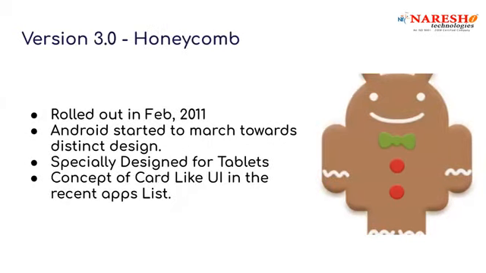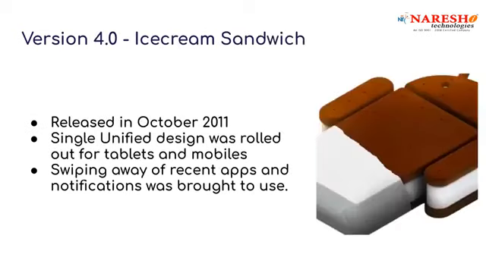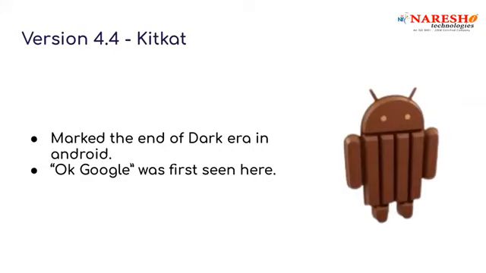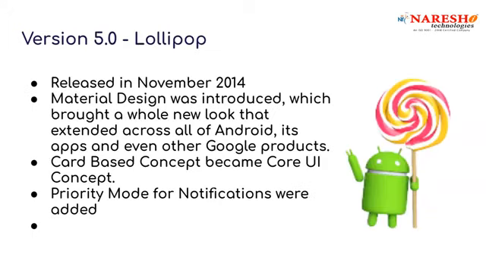Honeycomb, 3.0, is only made for tablets, not for mobile devices. It's specially designed for tablets. And Ice Cream Sandwich is for both mobiles and tablets. From 4.0, we see the UI design, and the same kind of design we'll see till date. There are a few changes that happened over time. So 4.4 is also focused mostly on the UI part.